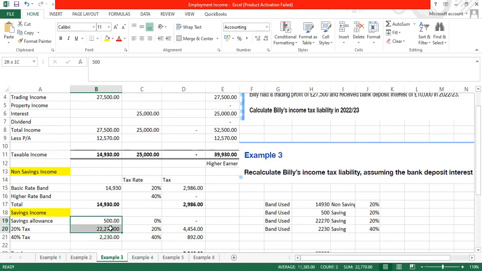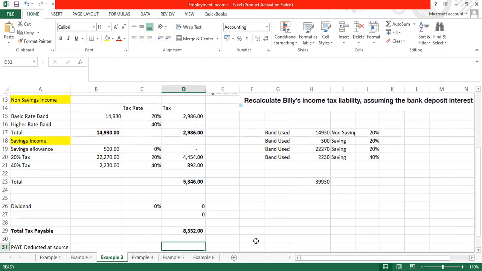The 37,700 we have already used up to here: 14,930 plus 500 plus 22,270. The remaining that has been left is 2,230. This amount will come under the higher rate, 40%, that we need to pay, because 25,000 is the savings. So 25,000 minus 500 minus 22,270 is equal to 2,230.